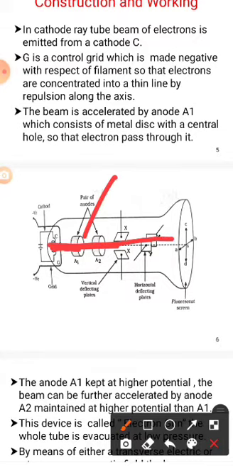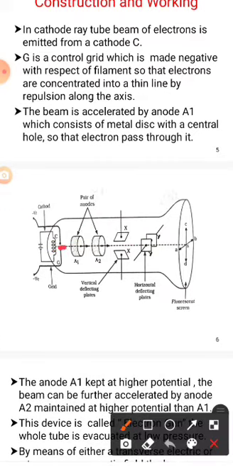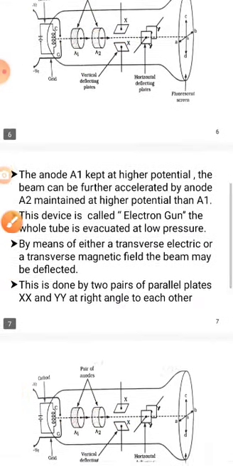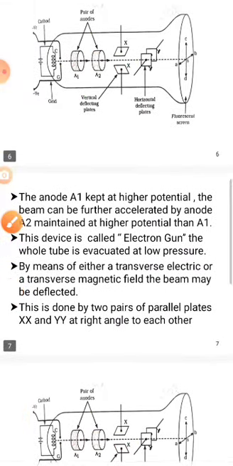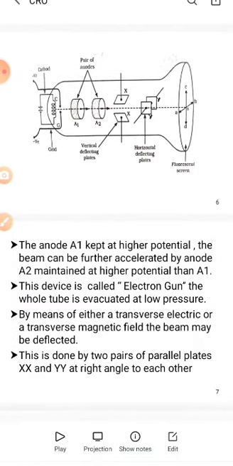The electron beam comes here and is accelerated by anode A1, which consists of a metal disc with a small central hole, and the electrons pass through it. Next, anode A1 and anode A2 are a pair of anodes.